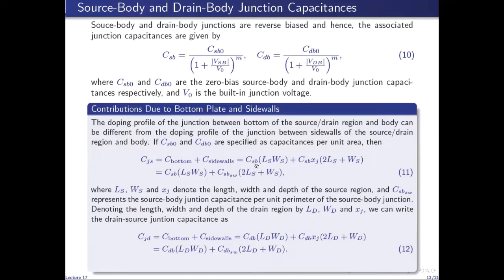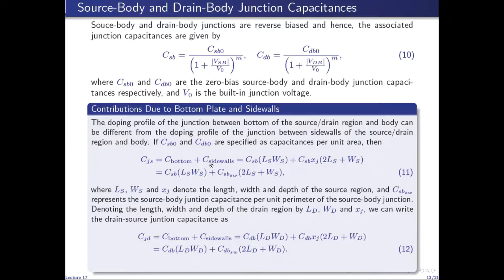So this must be multiplied by the area of the bottom side of the source region. If we denote the length and width of the source region by LS and WS respectively, then the area of the bottom side of the source region is given by WS times LS. So CSB times WS times LS gives us the junction capacitance for the PN junction between the source and body at the bottom side of the source region.